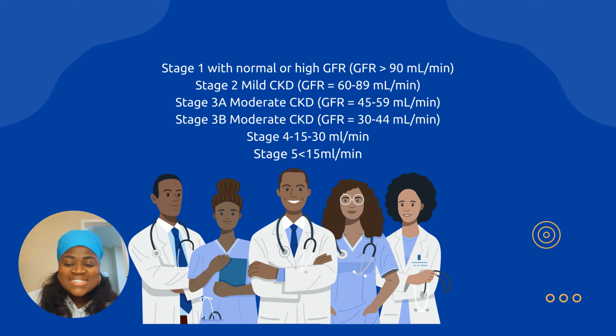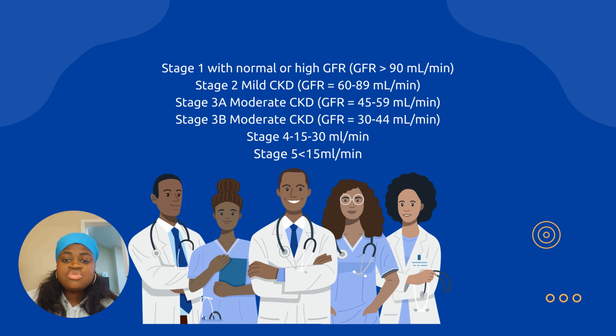On this slide, you're seeing all 5 stages of chronic kidney disease. Stage 1 has a normal or high GFR, and the GFR is the glomerular filtration rate. That's how well the kidneys filter the blood. The first stage is greater than 90 milliliters per minute. Stage 2, mild chronic kidney disease, has a GFR of 60 to 89 ml per minute.